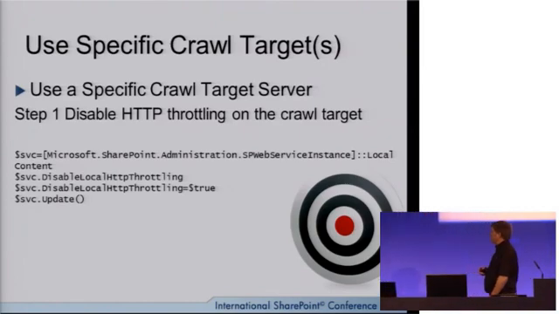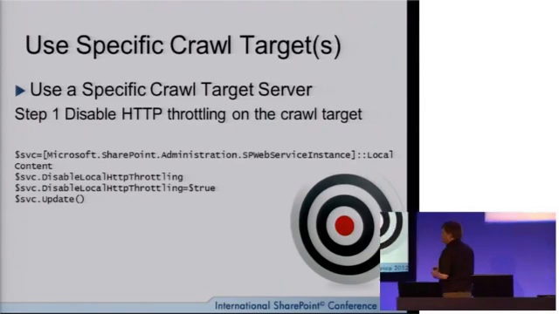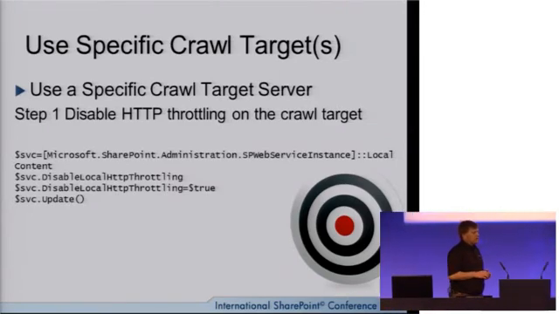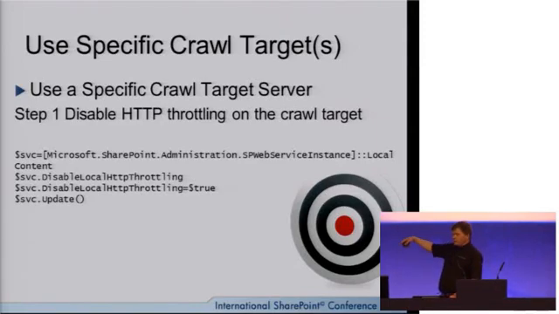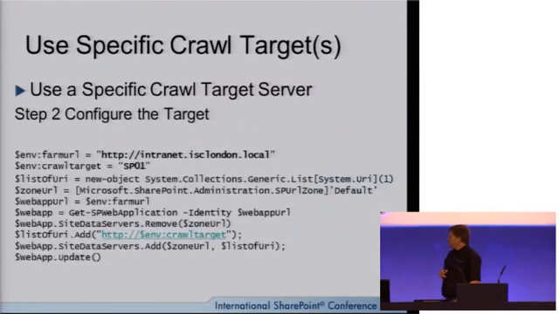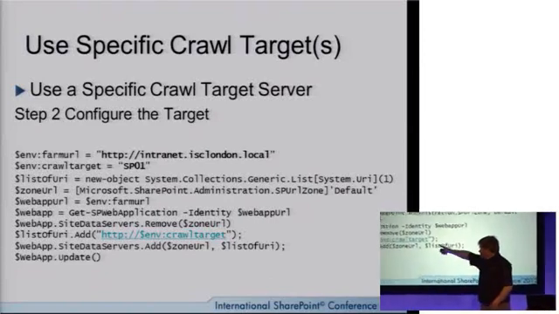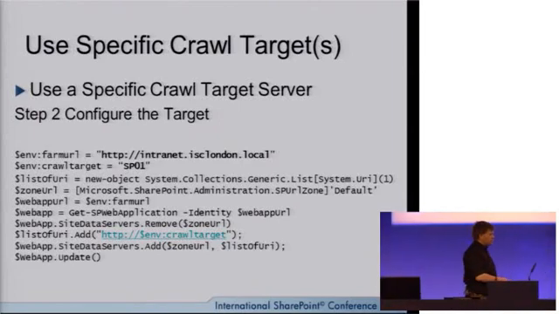Using a specific crawl target, so disabling the throttling is very useful if you're planning on hitting a specific machine. So if you have a specific server in your farm that you want to hit to do your crawling, disable the throttling on it. Don't let it take part in the HTTP throttling exercise, where it's going to start throttling back your crawler. You want to get maximum throughput out of it, so push as much as you can through there. So only turn it off on local. Notice it's only turned off on the local service, not on the web application itself. And that's how you configure the crawl target, to set which particular server you want to hit when you're crawling this particular URL. So again, configure the crawl target, configure the source.